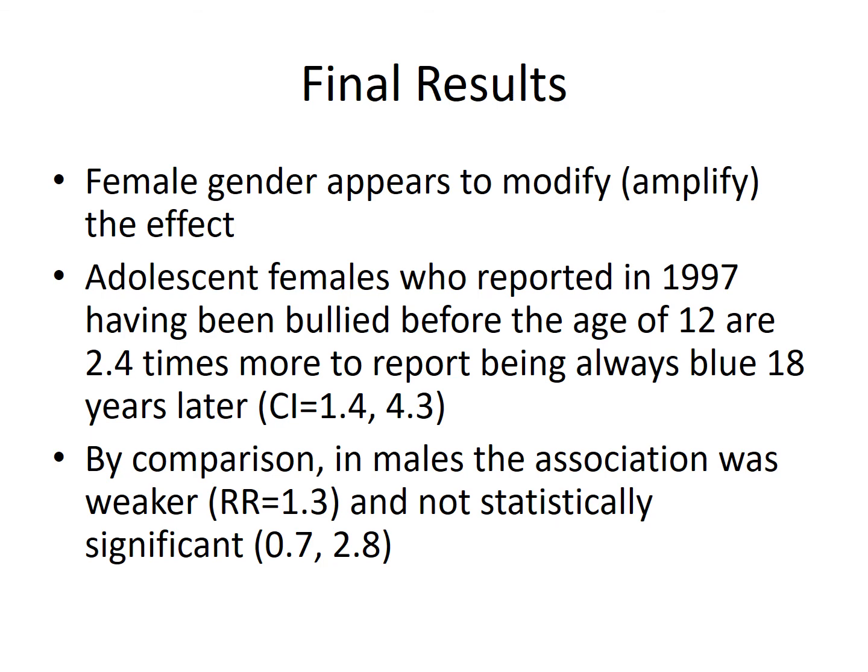So the important thing when you're looking at effect modification is by looking at stratified data, you can better understand what is happening in different groups. So if you were to pool the results of males and females, you wouldn't get the whole picture. You wouldn't see that the girls really have a much stronger relationship in terms of whether or not they had been bullied before the age of 12 or how they reported the bullying before the age of 12, and their reporting of being always blue 18 years later.